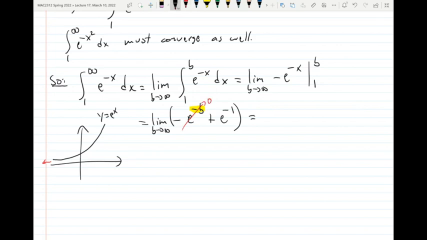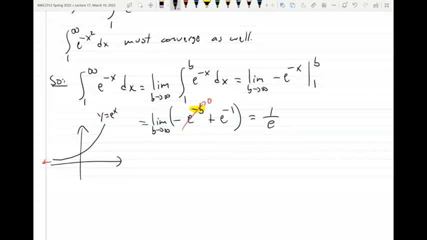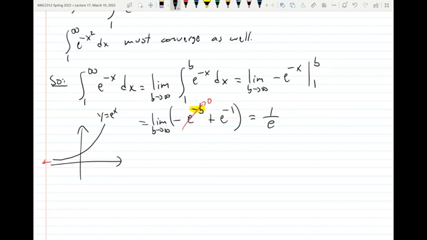So what is this limit? 1 over e, right? E to the negative 1, or 1 over e. We don't really care about the number. Well, the number is an upper bound for the integral that we want. So our integral cannot be bigger than this one, but it's not equal to this. What we really care about is the fact that this one converges.